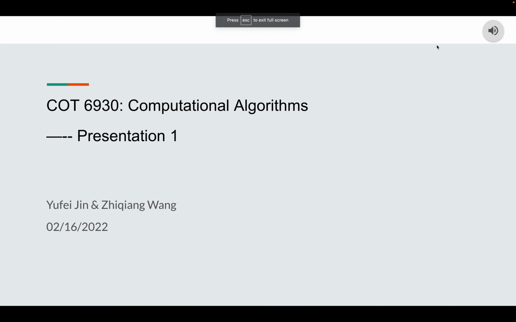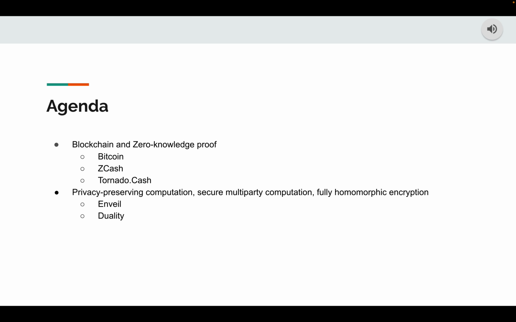Everyone, this is the first course report for COT 6930, Computational Algorithms. Here is our agenda. I will talk about the first part, blockchain and zero-knowledge proof. And Yufei will talk about the second part, privacy-preserving computation, secure multi-party computation.